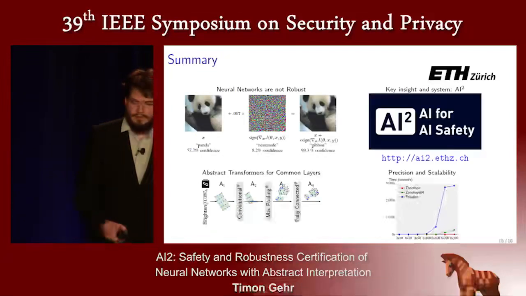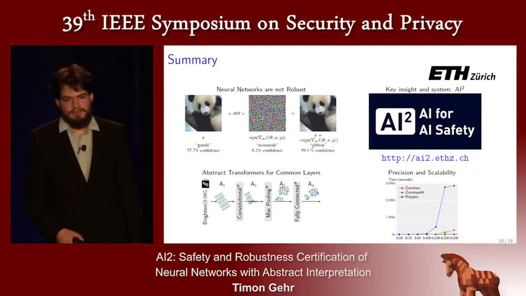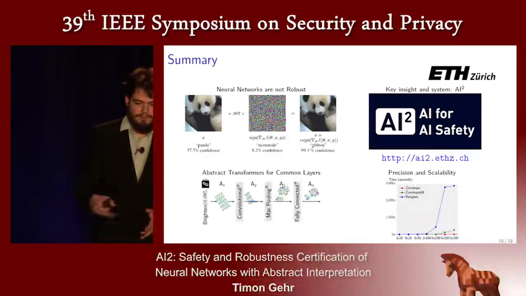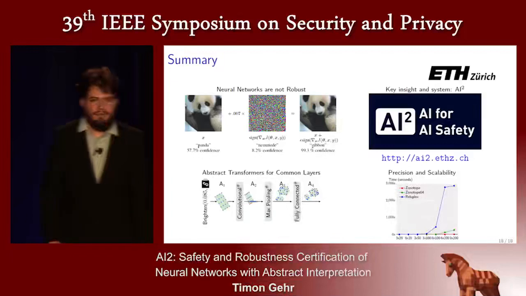To summarize, neural networks are not robust. We can use abstract interpretation to show that for specific images, you cannot get the adversarial perturbations. We have defined abstract transformers for common layers, and our approach is quite precise and scales. I will be happy to answer questions, also offline if you like. Thank you very much.